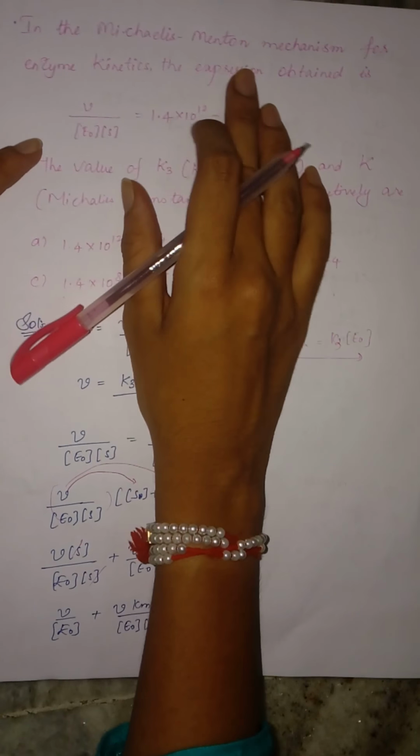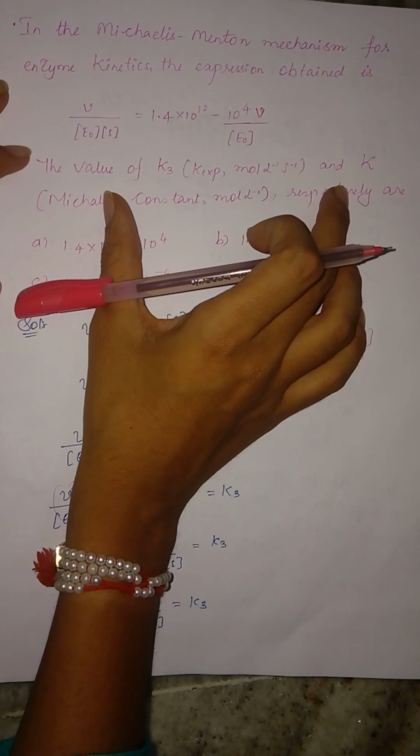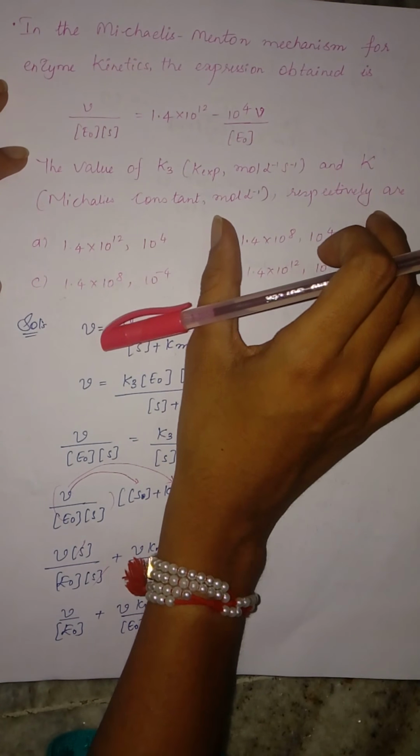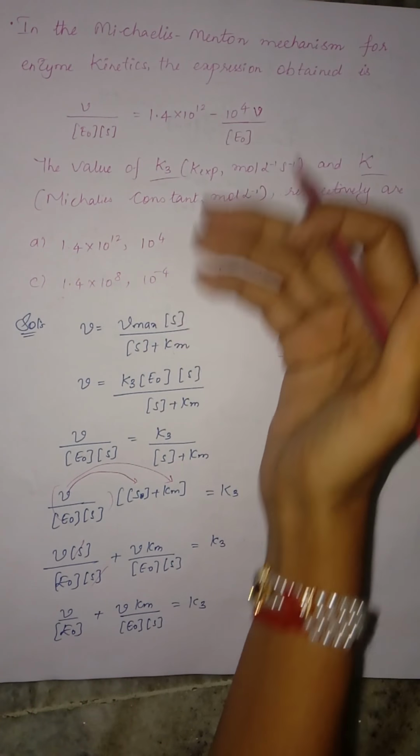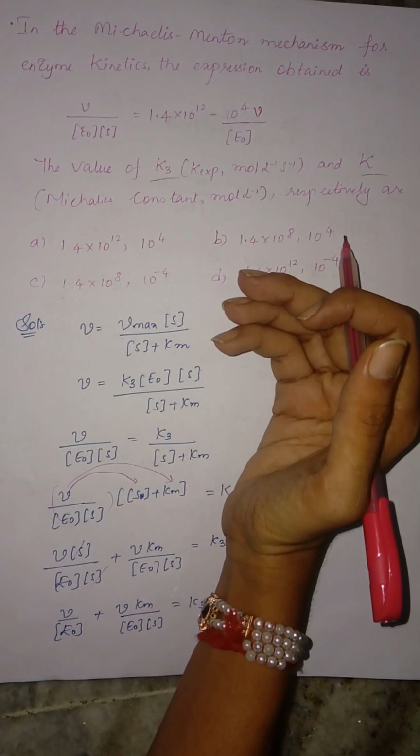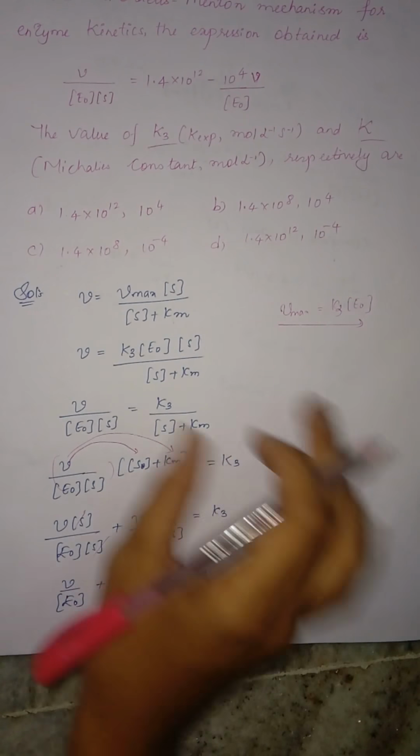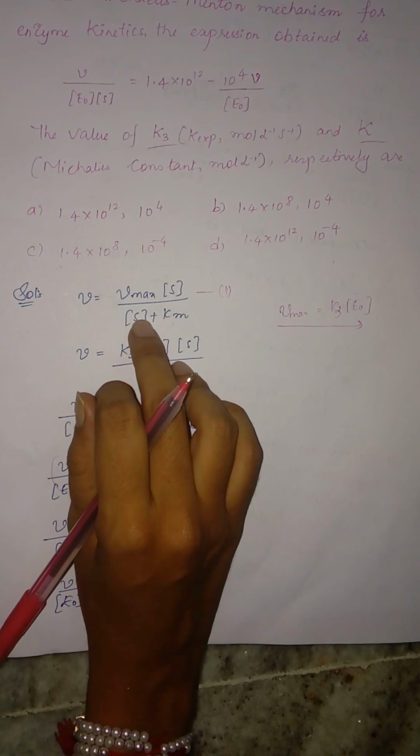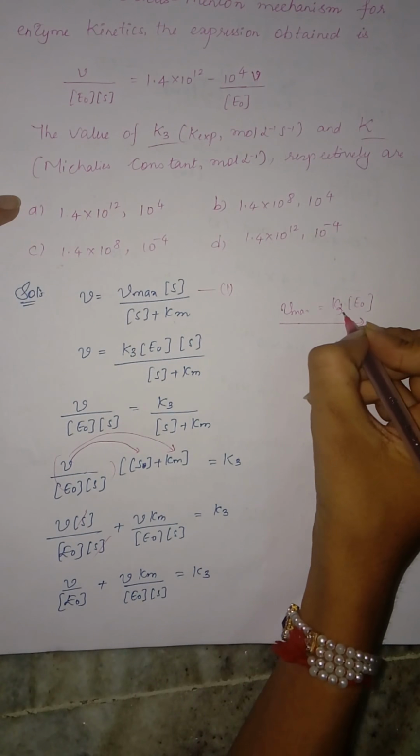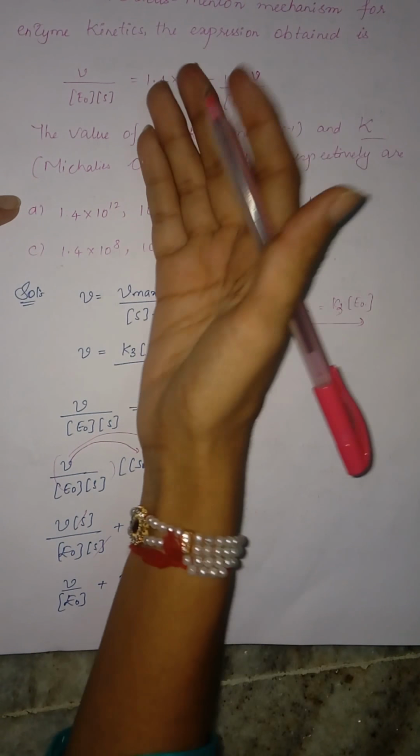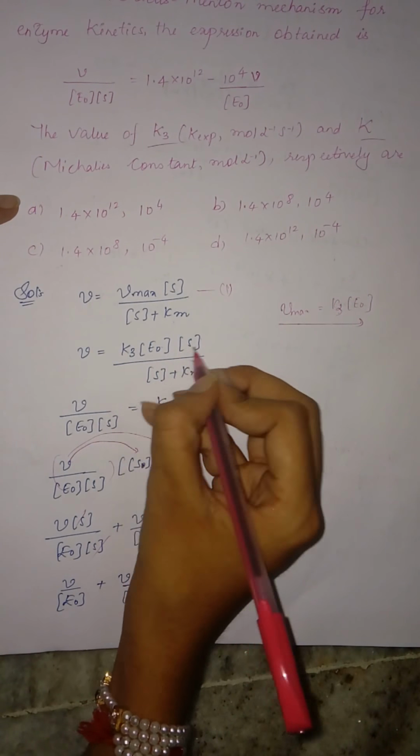Okay, in the Michaelis-Menten mechanism for the enzyme kinetics, the expression obtained is given, and you have to find the values of K3 and K from this particular form, one of the derived forms from the standard Michaelis-Menten equation. Okay, what is the standard form of Michaelis-Menten? I have told you, v is equal to v max into S by S plus Km. Okay, we know that Vmax is K2 into E naught, but here it is given as K3, and that's fine. So K3 into E naught will be substituted: v equals K3 into E naught into S by S plus Km.